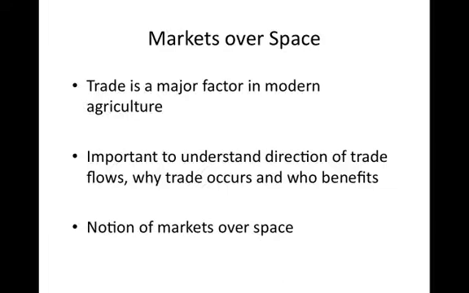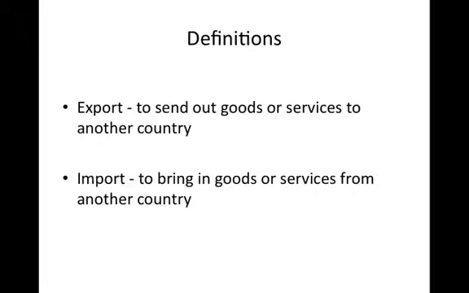Because of this, it's important to understand the direction of trade and also why trade occurs and who benefits. That direction of trade has become increasingly important as Canada has evolved to have a fairly significant position in global agri-food markets with respect to exports of food products. And again, I want to emphasize that we're going to be focusing on this notion of markets, but markets that are distributed over space. So think about markets in Ontario and markets in Manitoba and the spatial relationship between those two different markets.